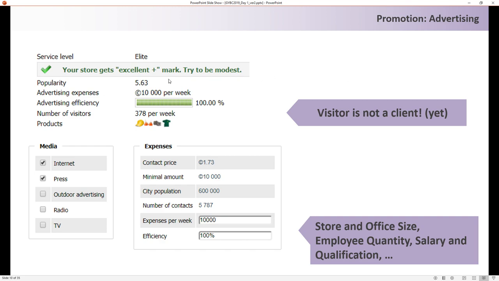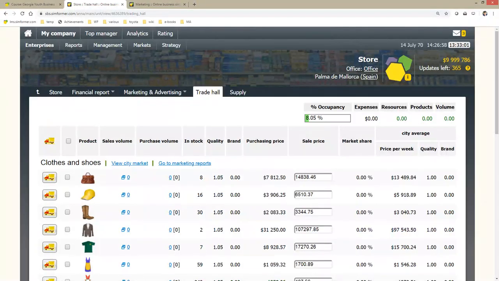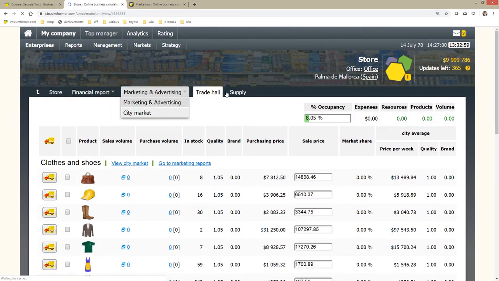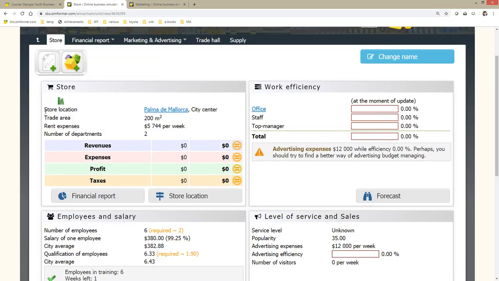Let's go into the store and just review how the interface looks. Now, as mentioned before, this is the store. As you can see, the buttons suggest already what you can actually do here. I can see the store location, the city center, that's the region, the district, as well as the trade area, and as well as the rent expense.